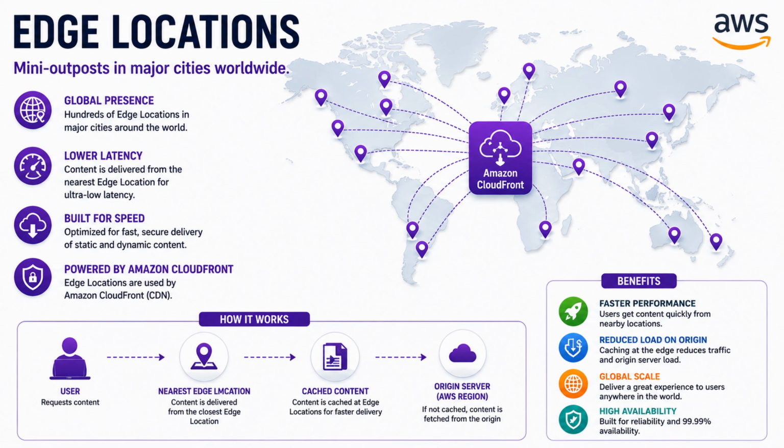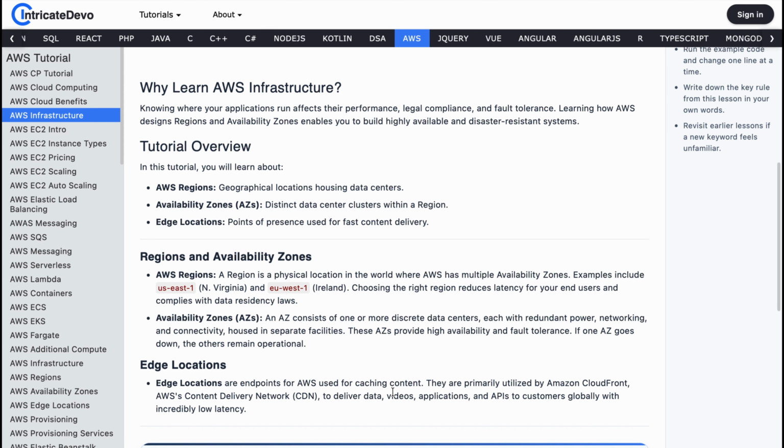To wrap it up, regions are the big geographic locations. Availability zones are the clusters of data centers inside those regions that give you high availability. And edge locations are the global endpoints that make your content move at the speed of light. Now that you know the where, you're ready to start building.